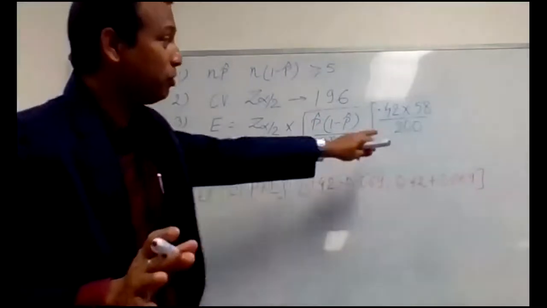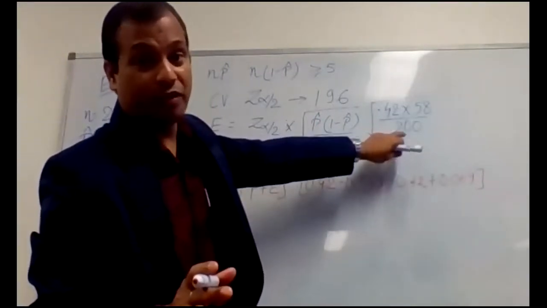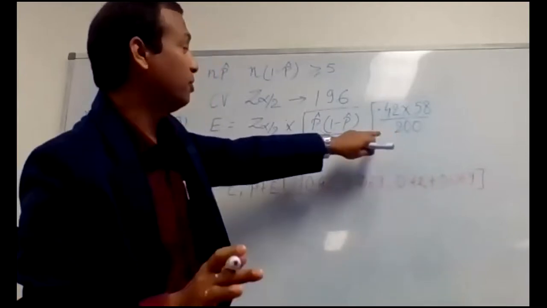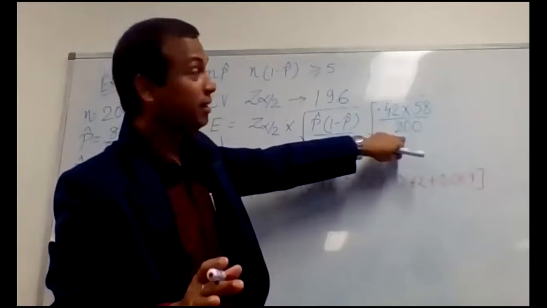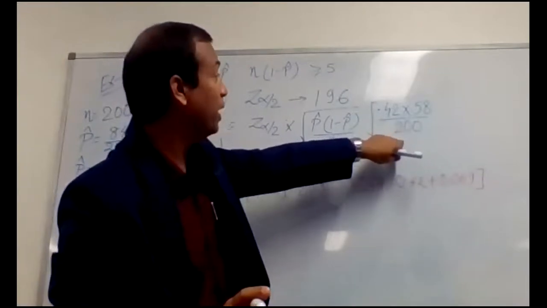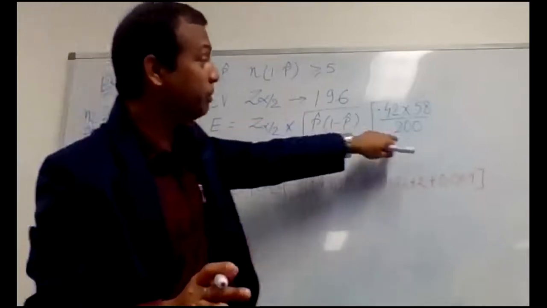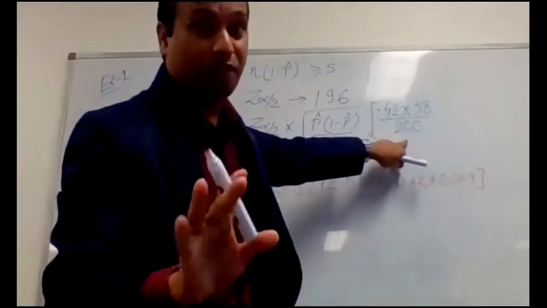So don't try to round off here while calculating the standard deviation of this value. Don't round off here, because with this value you have to multiply with 1.96, the critical value. Is that clear? It's very, very important.